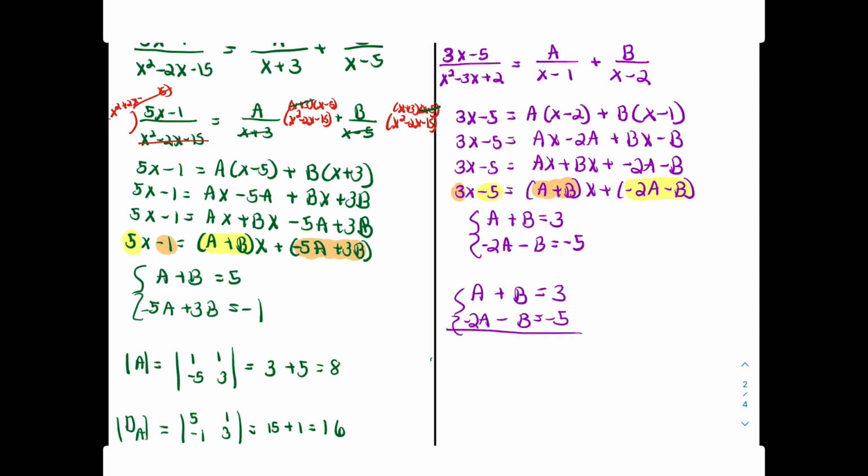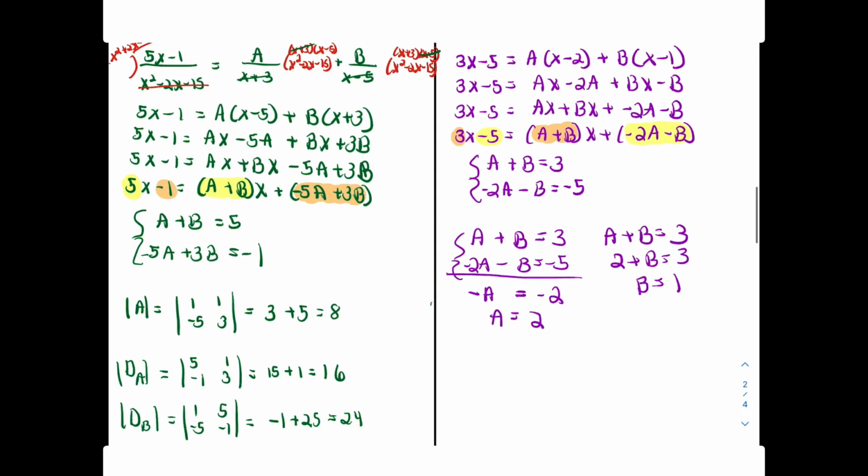So if I combine these two equations together, I end up with negative a is equal to, the b terms cancel out, and that gives me negative 2. So dividing each side by negative 1, a must be 2. So if I found that a is equal to 2, I'm going to go back to my original equation, a plus b equals 3, replace a with 2, and I find that b has to be 1. So I now know that a is 2 and b is 1.